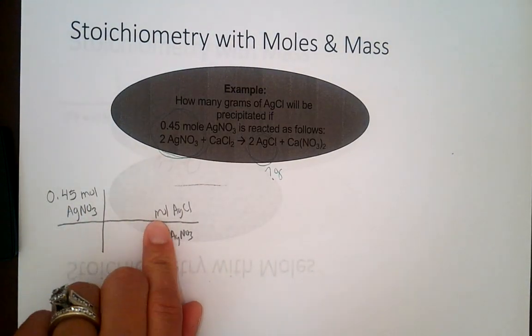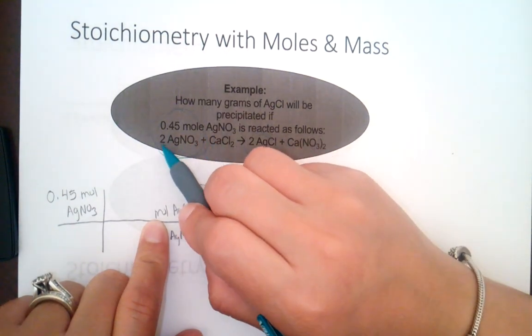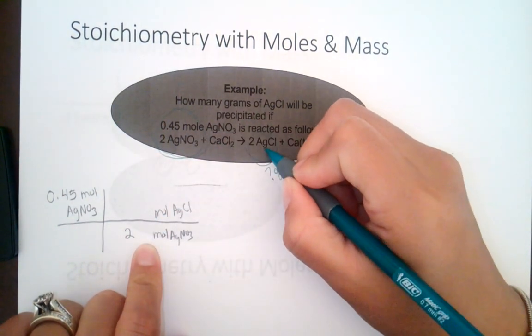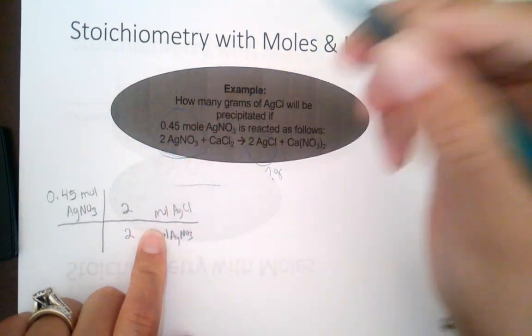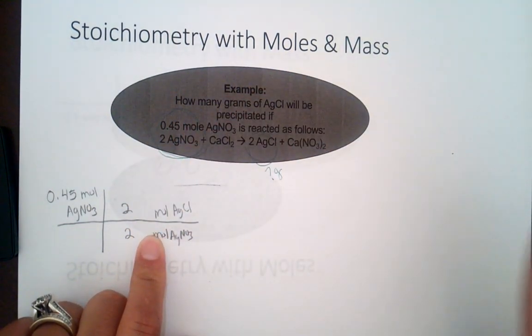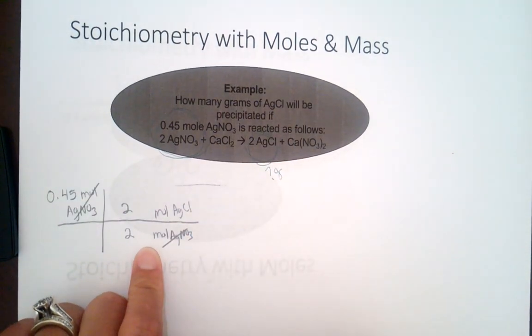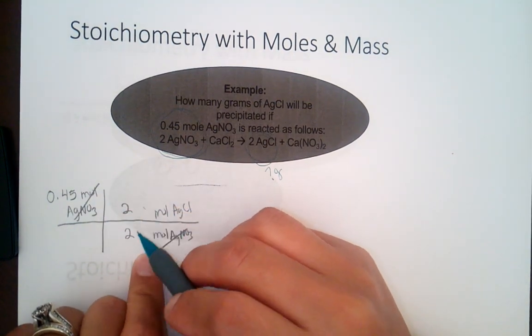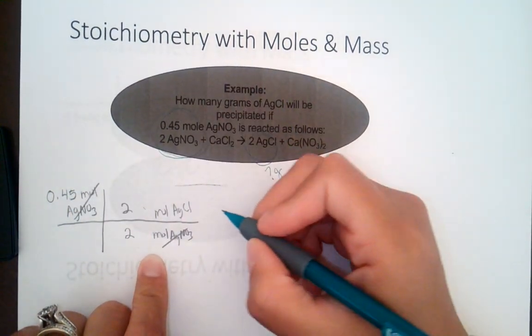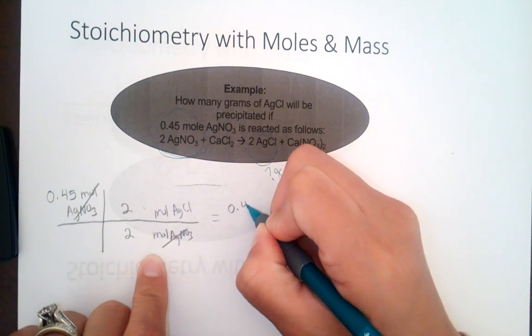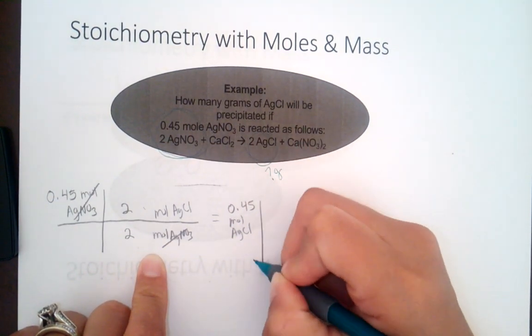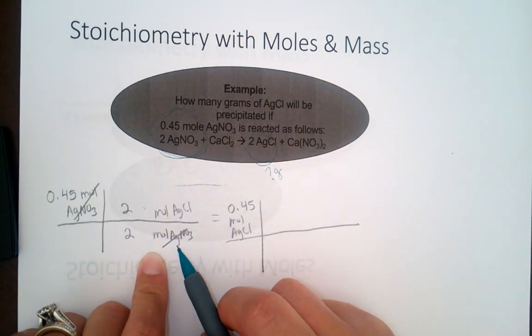So we are going to use the coefficients. As you can see, we have a 2 for AgNO3 as a coefficient. We have a 2 for AgCl as a coefficient, all right? And by doing this, we are simply going to moles of AgCl now. Again, if you do times 2 divided by 2, you're just going to get 0.45 moles of AgCl now. So now you are at AgCl. You're going to keep going.